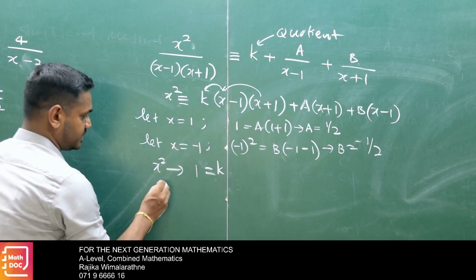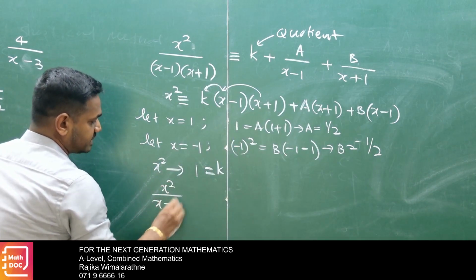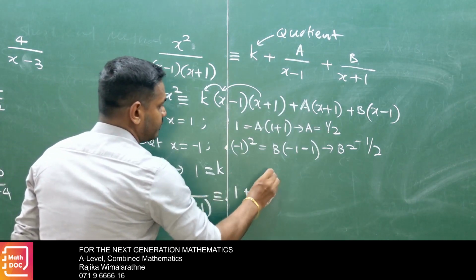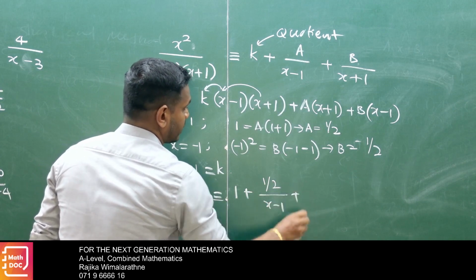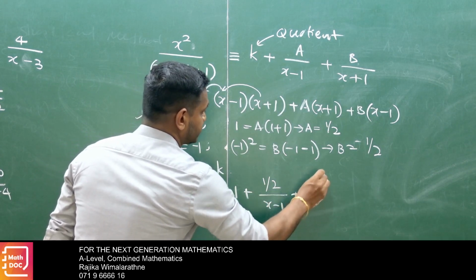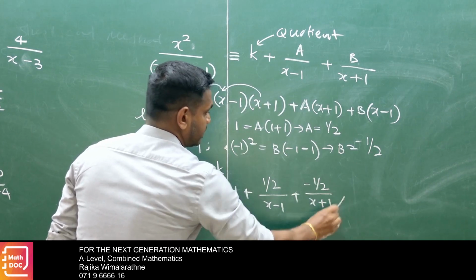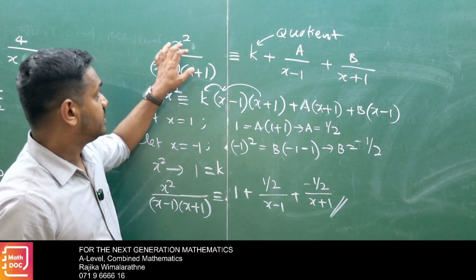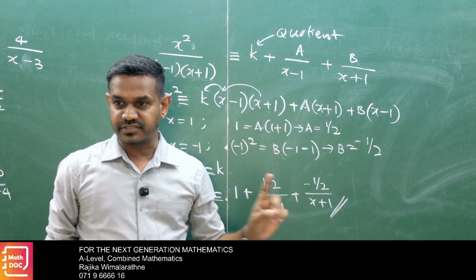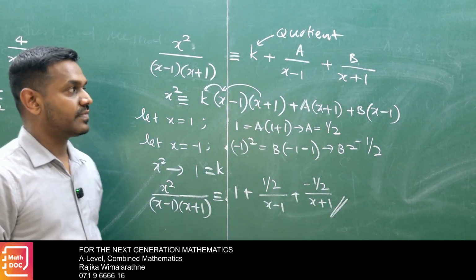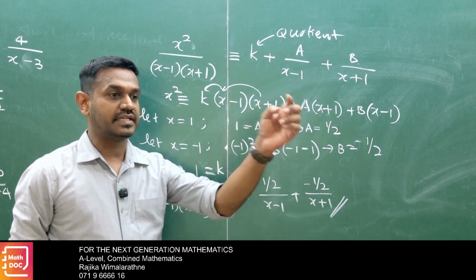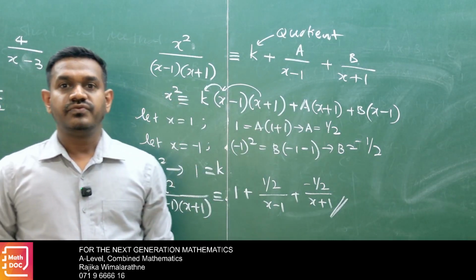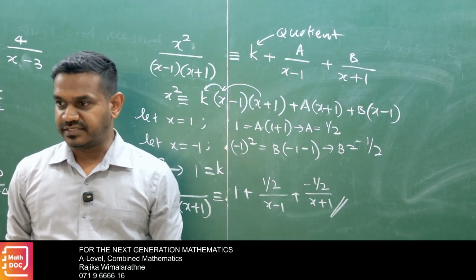Then the final partial fractions: x squared over (x minus 1)(x plus 1) equals k value 1, plus a value 1 over 2 over (x minus 1), plus b value minus 1 over 2 over (x plus 1). This is for improper rational functions. Okay, write the subtopic: partial fractions for improper rational functions.